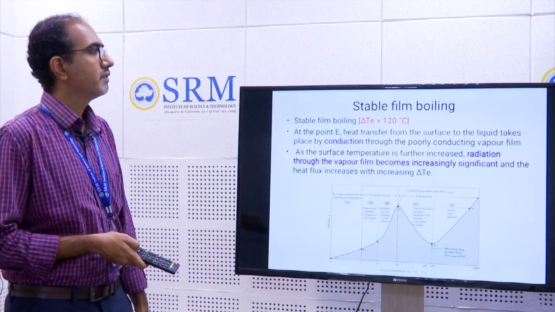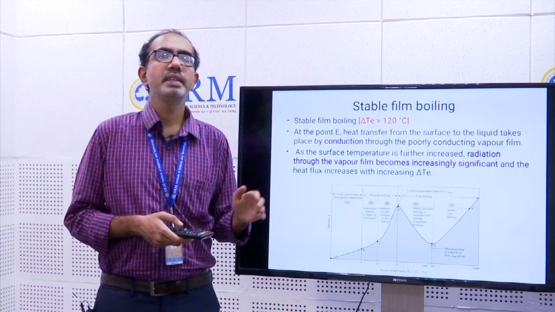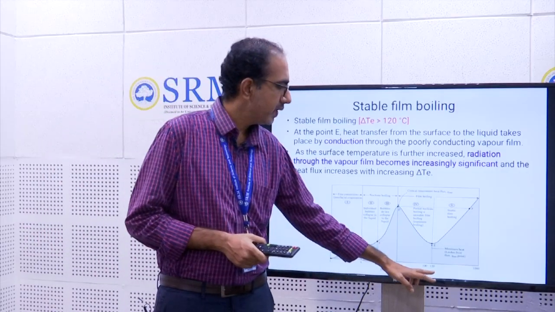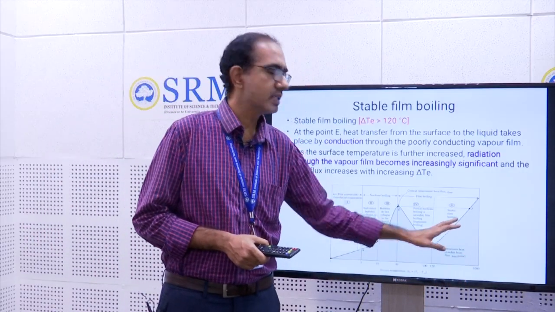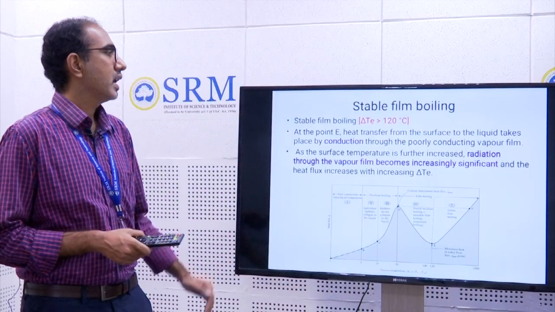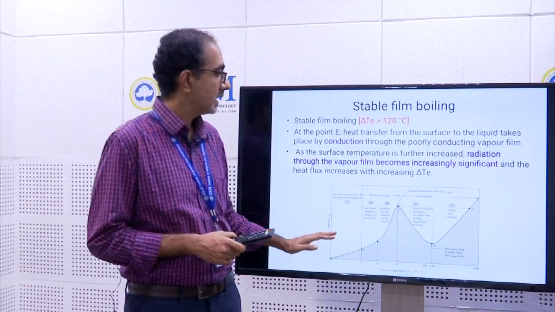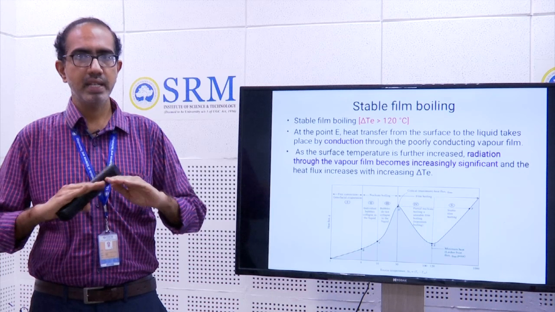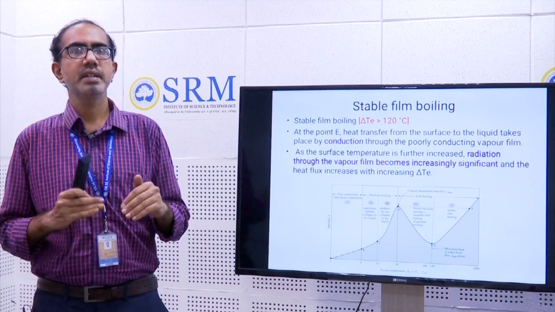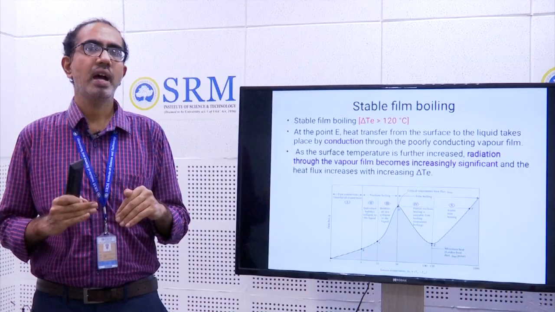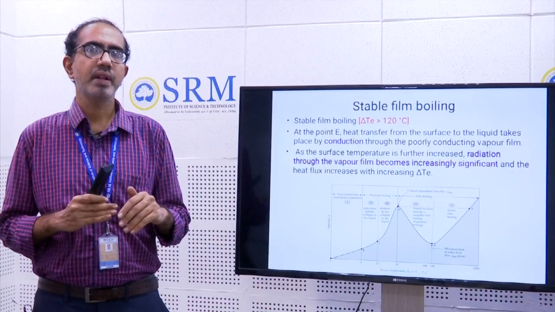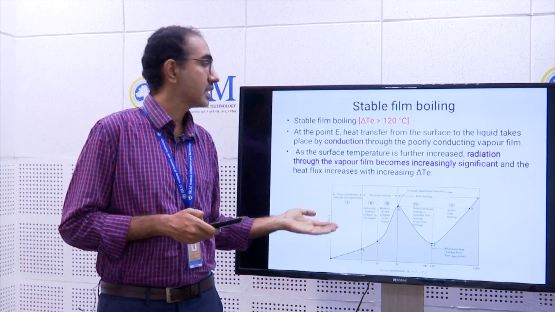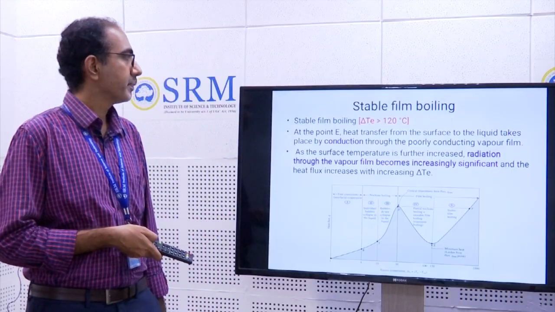Then we have stable film boiling. In stable film boiling, the excess temperature is greater than 120 degrees Celsius. So, between 120 and 1000 degrees Celsius is said to be stable film boiling. Here we can see that the heat flux is increased. How is the heat flux increased? Because there is already a vapor blanket. Further, through conduction and radiation, the heat is transferred from the vapor to the liquid surface. That is why the heat flux is increased in stable film boiling.